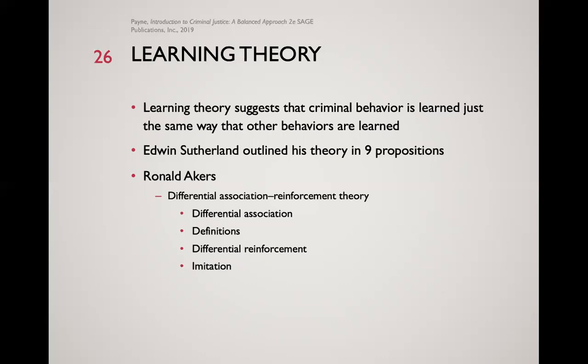So we have differential association and reinforcement theory. With differential association, we create definitions based on that association. There's also differential reinforcement, based on how or why we are punished when it comes to acting out in a criminal context. And then we have imitation. We imitate other criminal actions based on what we see, which is how learning theory applies to crime.